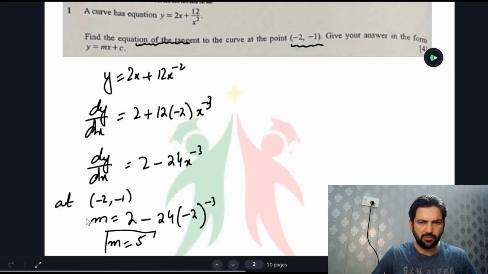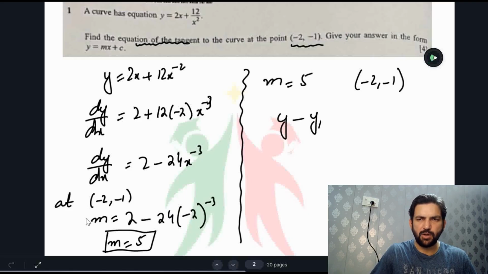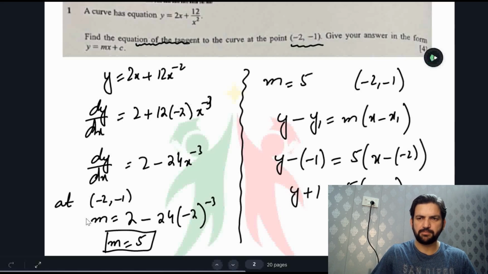Now we know the value of the gradient and we know the point. The gradient is 5 and the point is minus 2 and minus 1. So we can use y minus y1 is equal to m into x minus x1. So y minus minus 1 is equal to 5 into x minus minus 2. Finally we will have y plus 1 is equal to 5 into x plus 2.